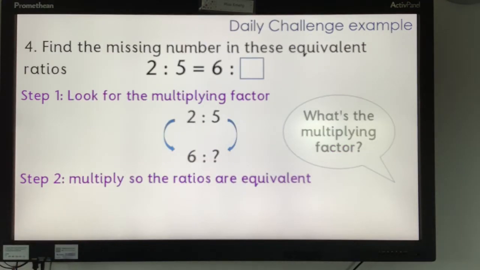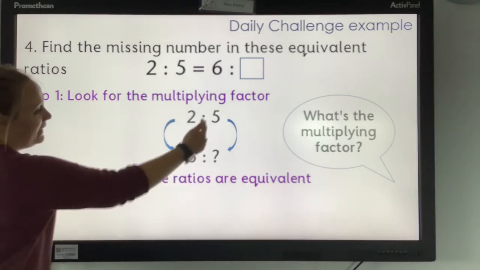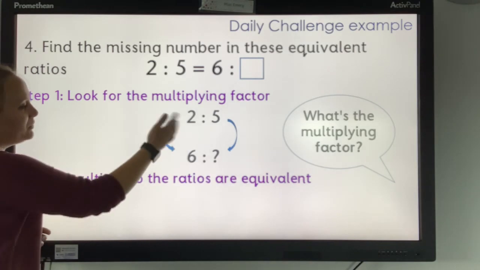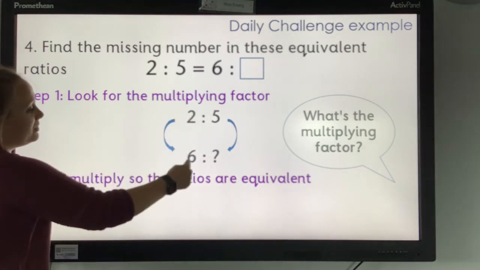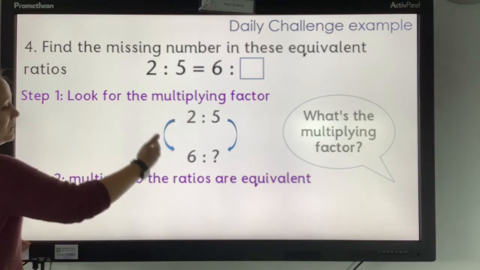Now we've got a missing number. We need to find what our missing number is. Now we know that the ratios are equivalent. We know that 2 to 5 is the same as 6 to something. Now we're still going to find a common factor in order to solve this, but this time it's going to be a multiplying factor because our numbers have got bigger. Now we could reverse it and go back the other way and divide, but we don't have those numbers. So we've got both of these and we know the number is getting bigger. So we're looking for our multiplying factor. What do you do to 2 to get to 6?